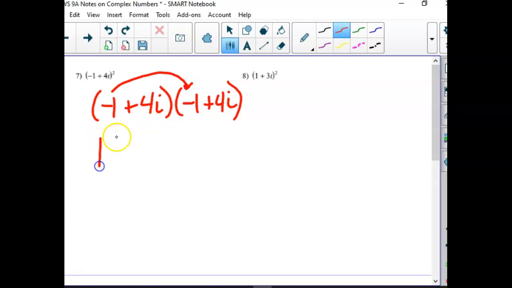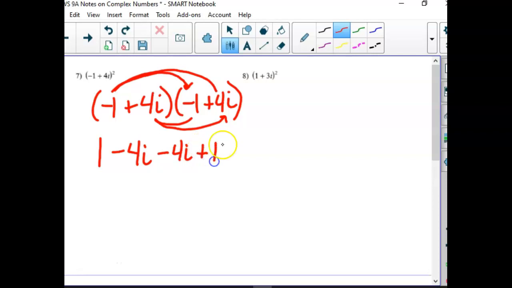Negative 1 times negative 1 would be 1. Negative 1 times 4i would be a negative 4i. This would be another negative 4i. What do we get in the back? Okay, and i squared is negative 1, so this becomes a negative 16.